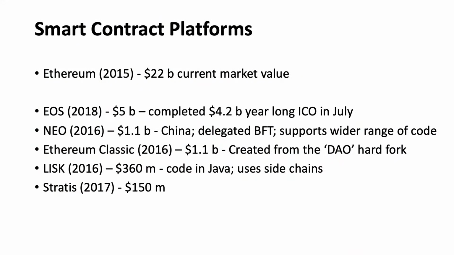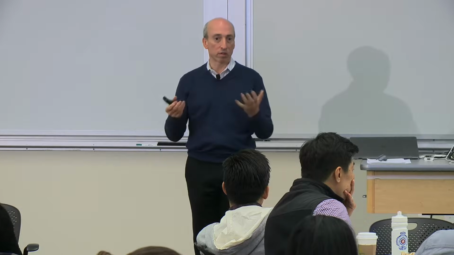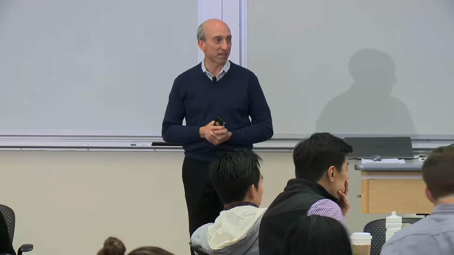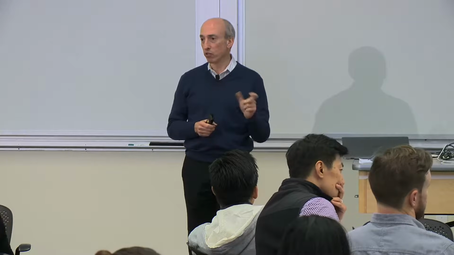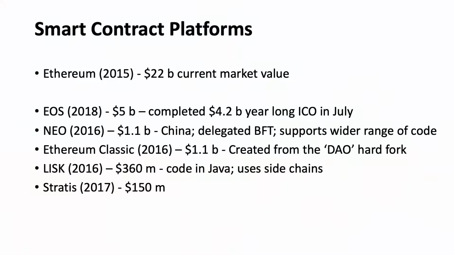NEO is the other big one that I'd mention, which was started 2 years ago out of China. A lot of people think with the backing of the Chinese government, even if not officially, certainly with the verbal help of them. Some people think of it as the Ethereum of China, but it does use a different proof of work. And those are the main ones. Ethereum Classic is there because there was a hard fork off of Ethereum after the DAO circumstance.